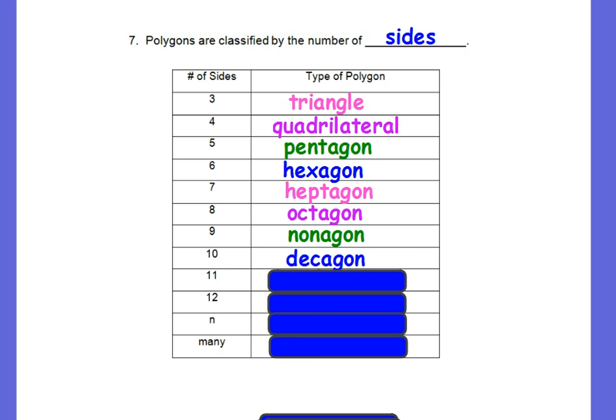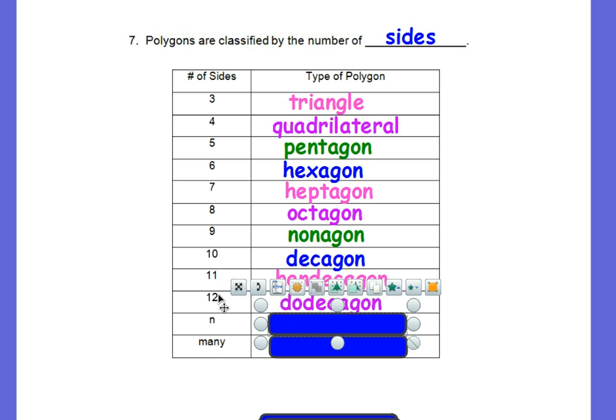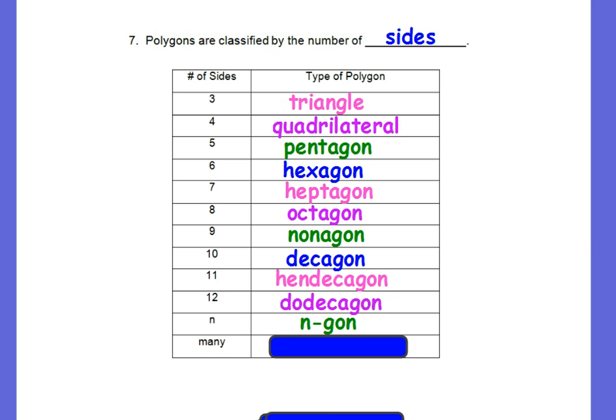10, decagon. 11, this one's probably new to you guys. That's called a hendecagon. It's a weird one, I know. 12 is a dodecagon. And then there's names for ones after that, but we're not using those as much, so we don't need to learn those names. So in general, if we're talking about a polygon with more than 12 sides or really any sides, you can just call it an n-gon. And then in general, all of these are polygons, a figure with many sides. At least 3 anyway.